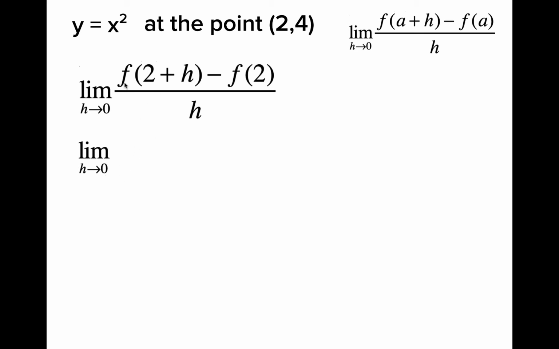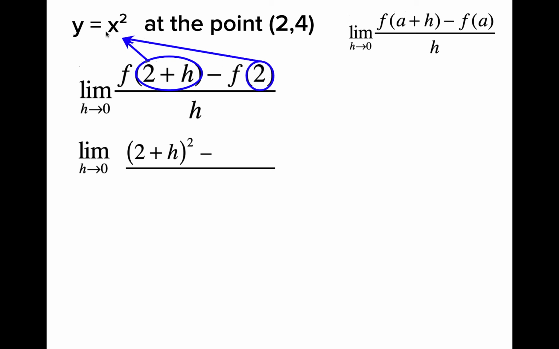And then I'm going to evaluate this f of 2 plus h. This is going to get plugged into our graph. So if you plug in 2 plus h into x, it's going to become (2 plus h) squared. Then I have a minus f of 2, which means I plug the 2 into the function, which becomes 2 squared. And again, this is all over h. I still can't plug in the 0 for h because I'd be dividing by 0. But notice I have to square this 2 plus h.